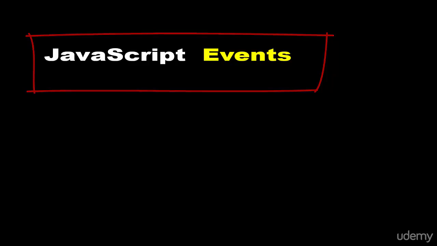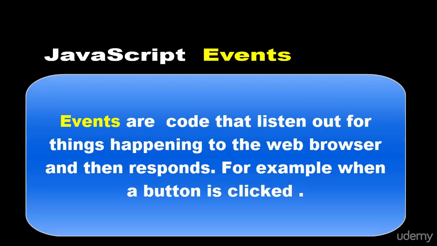Events are a piece of code that is written to listen out for things that are happening within the browser and then responds to that. For example, you can click a button on a website or respond to a question. When you do that, that is an event. There is a code written underneath that responds when you do something.